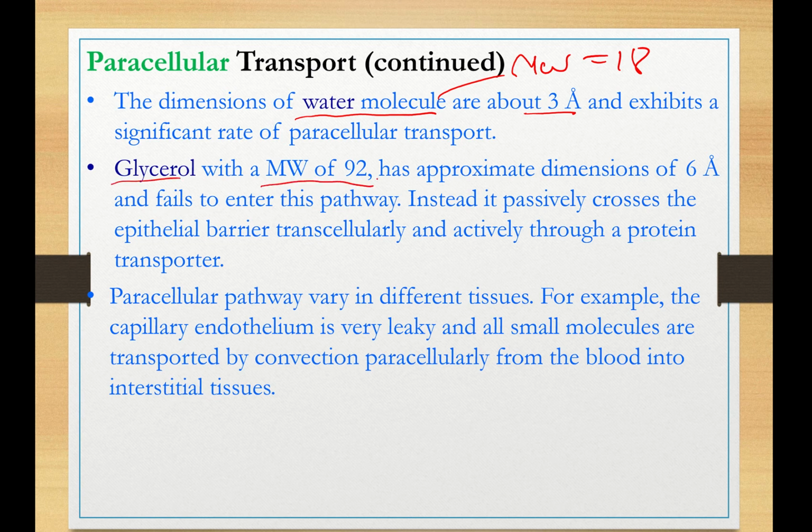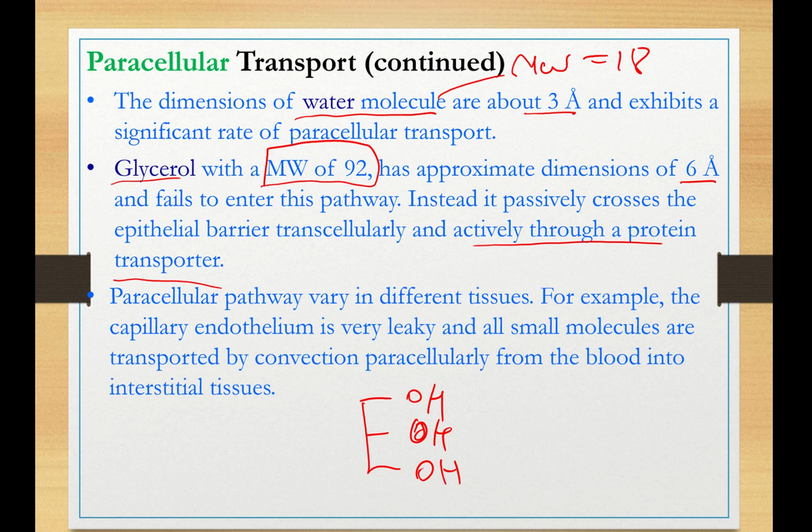Glycerol, on the other hand, although the molecular weight of it is 92, right? It's an amphipathic molecule, and it has dimensions of about 6 angstroms. It fails to enter the paracellular pathway. Instead, it passively crosses the epithelial barrier transcellularly with some difficulty, but it does go through at a slow rate. Okay. And there are some reports that glycerol is also transported actively through the plasma membrane using a protein transporter, which, I believe, is called aquaporin.